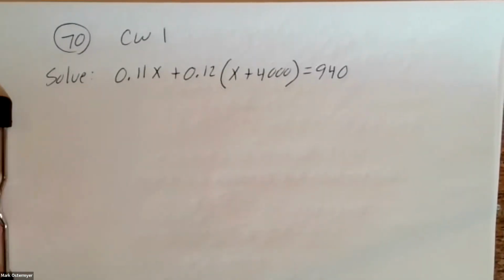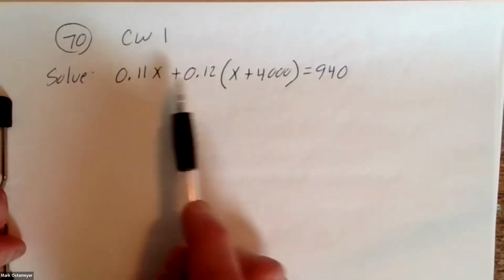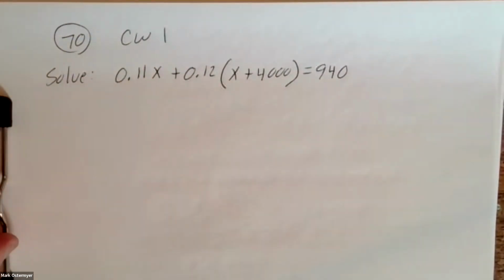I'll give you a couple minutes to work on this. First, my advice is get rid of the decimals. So that means you're going to have to multiply both sides by not 10. 10's not good enough now. You got to multiply both sides by 100 to turn all your decimals into whole numbers. All right, see if you can do that.